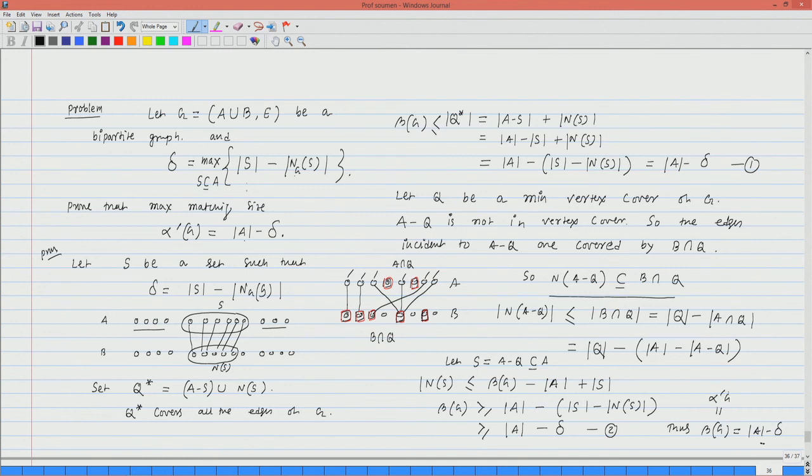Now, beta g is the same as alpha prime g, because alpha prime g is the notation for maximum matching. So, proving that the size of the minimum vertex cover is the cardinality of A minus delta is the same as proving that the size of the maximum matching is equal to A minus delta. So, we have proved that the size of the maximum matching in this case is the cardinality of A minus delta. Okay. Thank you very much.